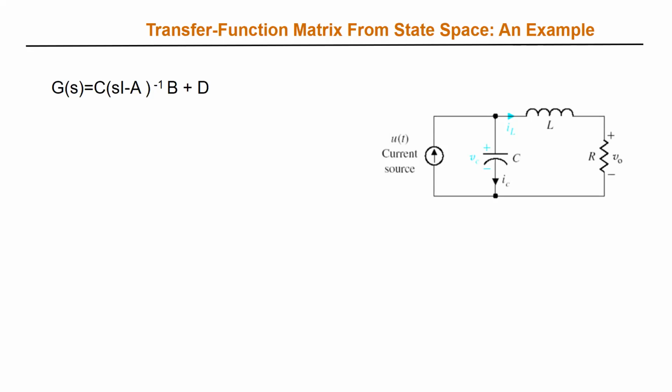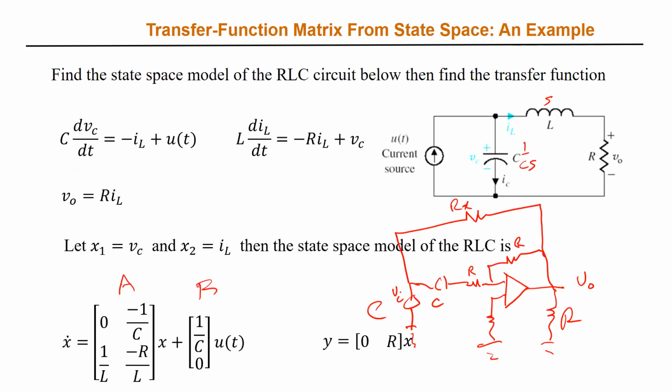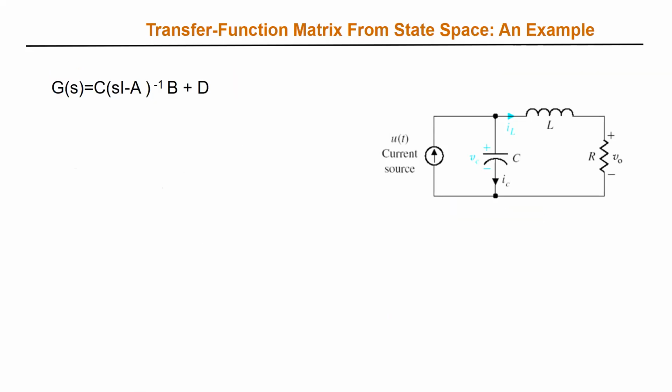So basically, if I want to use this one, Si minus A, look, go back. This is A, this is B, and this is C. So Si minus A. What is the dimension of Si? What is the identity size? 2 by 2. So if you do that, Si minus A is going to be S, minus 1 over C, 1 over L, S plus R over L.